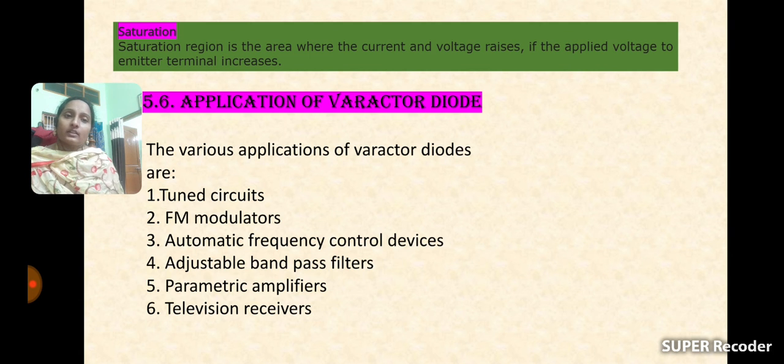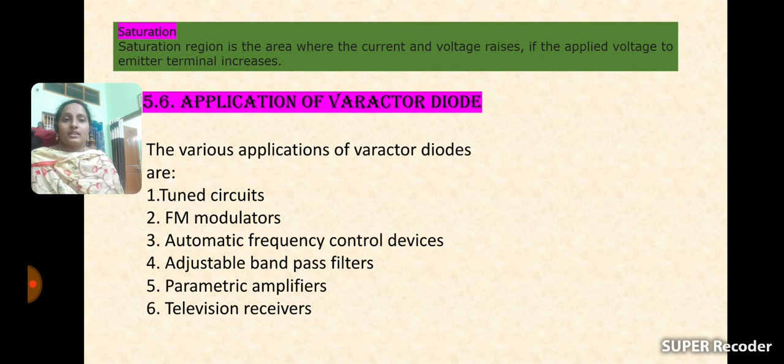And these varactor diodes are also used in FM modulators. Here FM means frequency modulation modulators. And these varactor diodes are also used in automatic frequency control devices, and in adjustable band pass filters. And also varactor diodes are used in parametric amplifiers and television receivers.